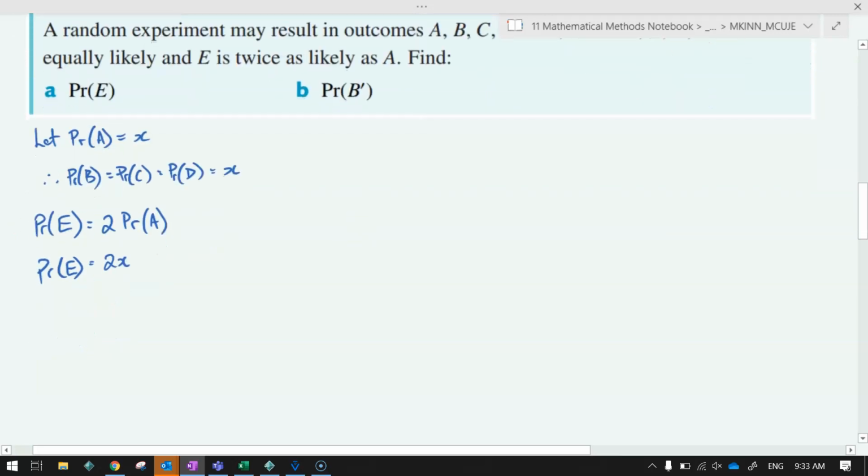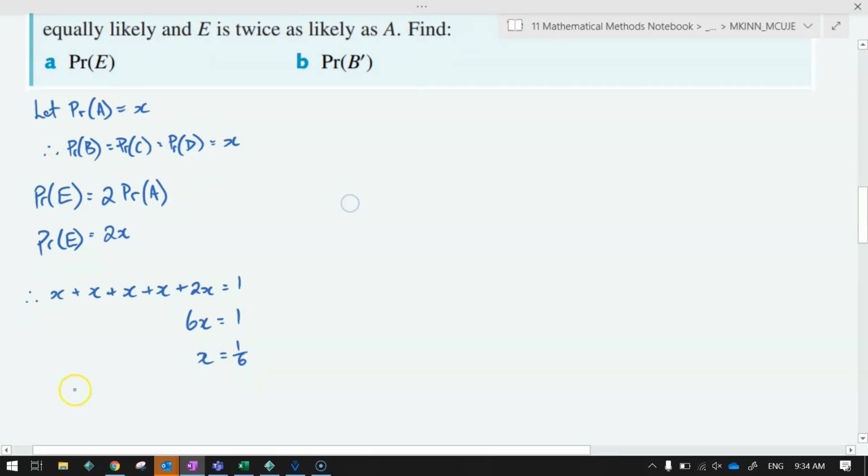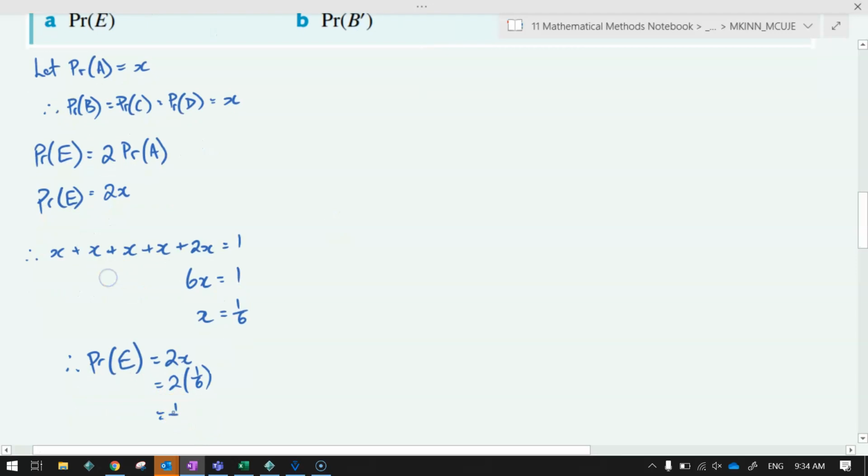What do we know about the sum of all of our probabilities? It's equal to 1. X plus X plus X plus X plus 2X has to equal 1. 6X equals 1. X equals 1/6. So my probability of event E, which is the one they were asking about, was equal to 2x, which is 2 times 1/6, which is indeed 1/3.